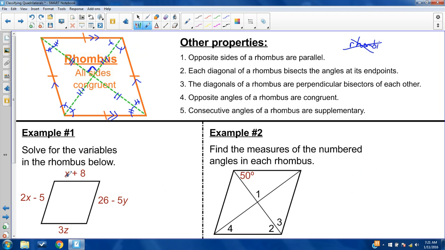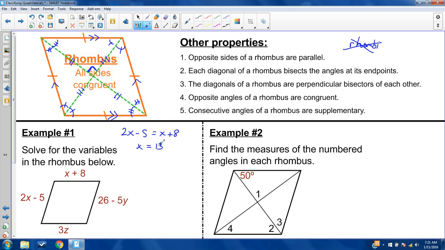Solve for the variables in the rhombus below. So you have no sets of anything that you know for sure is what it is, but you do know that all 4 sides are congruent. So I can set any 2 equal to each other. The only one that's going to help me in the beginning is this set right here, because they both have the same variable. So 2x minus 5 equals x plus 8. Plus, they're not asking you to solve for the side of any rhombus. They're just asking you to solve for the variables. However, it looks like we will have to know. So x is going to equal 13.